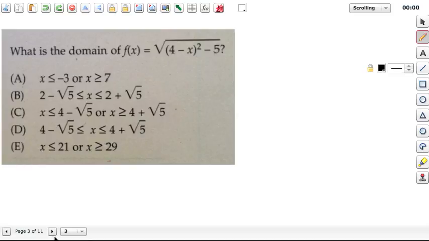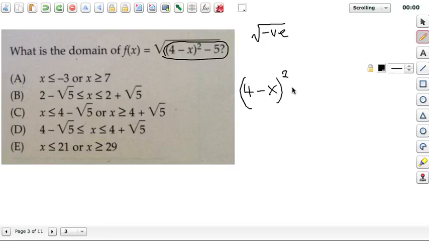Okay, how about this one here? What is the domain of a function which is equal to the square root of 4 minus x squared minus 5? Remembering that you cannot have a square root of a negative number. So what that means is that whatever's in here must be positive. So the best thing to do would be to just go ahead and say 4 minus x squared minus 5 must be greater than or equal to 0, and then we can solve for x here.